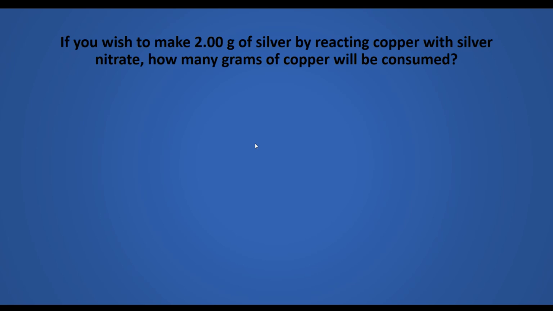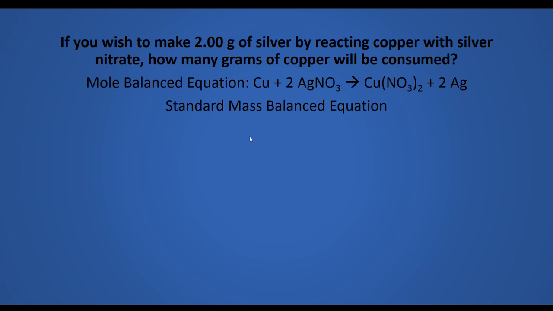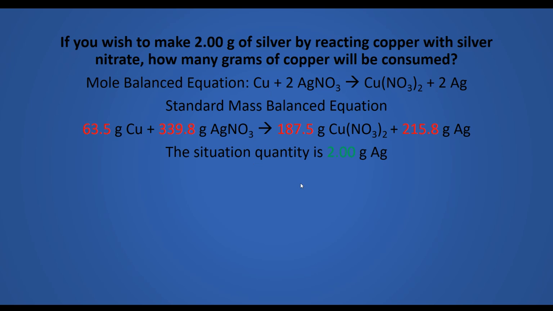So you wish to make 2 grams of silver by reacting copper with silver nitrate, and the question is how many grams of copper will be consumed. Here's our mole balanced equation, and then we're going to use that to create our standard mass balanced equation. There it is. If you're confused about where these numbers came from, please visit the earlier videos in our series. I will not take any time to explain them here, but you definitely need to understand how we go from this equation to this one.